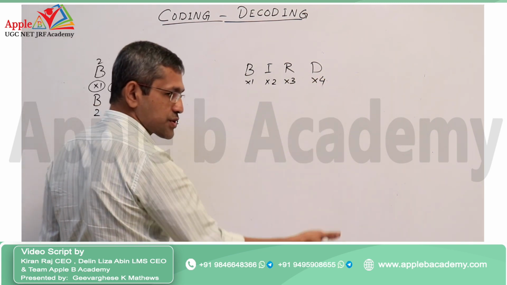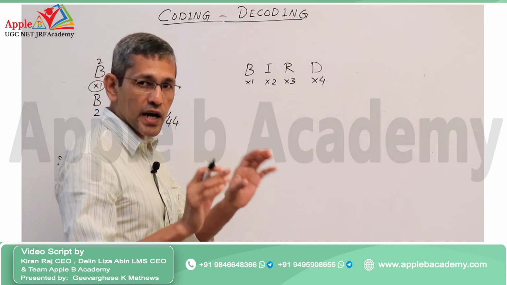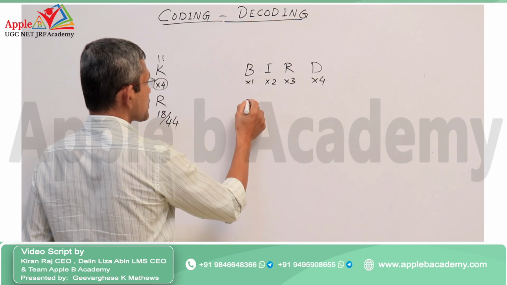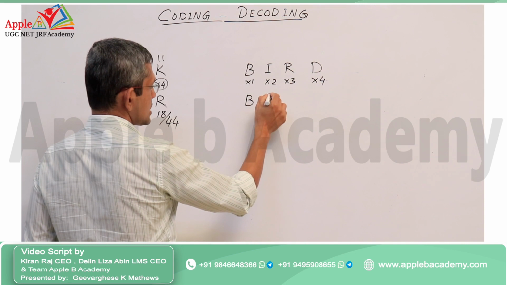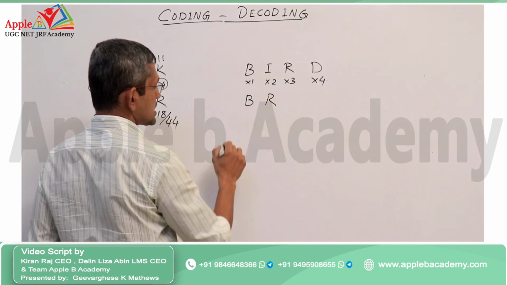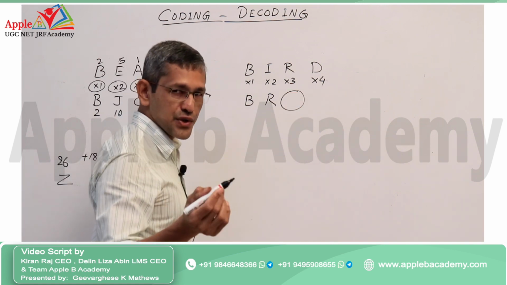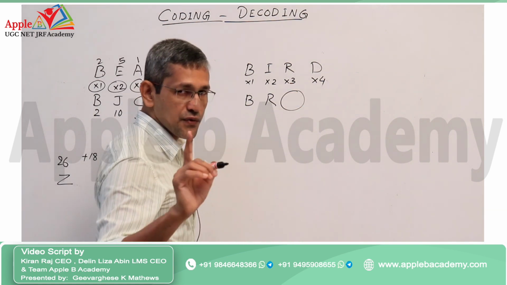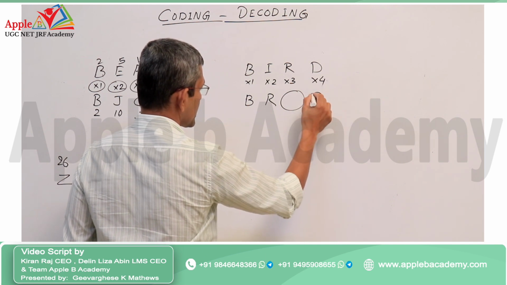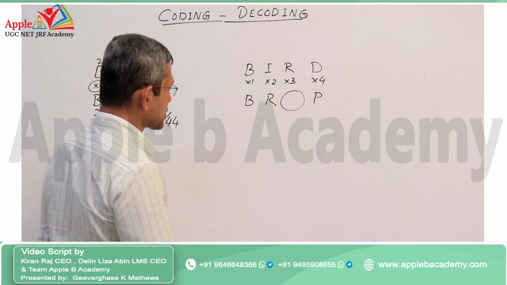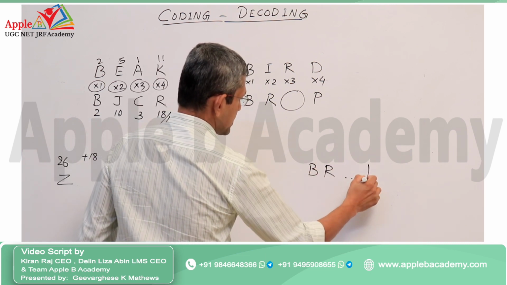If we have the answer choices given, it's pretty easy for you. You can check the answer choices and find out, for example, if you have an answer choice which is something like B, R, I into 2. I is 9, 9 into 2 is 18. R into 3. It takes some time to calculate, but before you go for the calculation, look at D. D into 4. D is 4, 4 into 4 is 16. P.